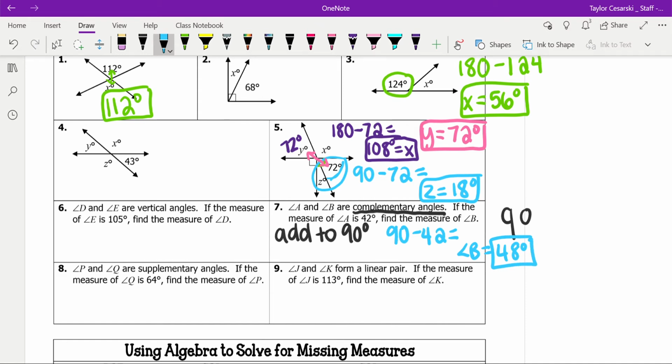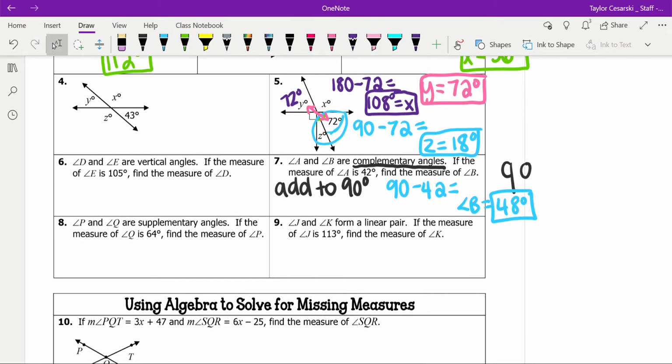Alright, so J and K, now we're on number 9, form a linear pair. If the measure of angle J is 113 degrees, find the measure of K. So a linear pair means that they form a straight line. So that means they're both adjacent and they're supplementary. So supplementary means they form a straight line, so they have to add to 180 degrees.